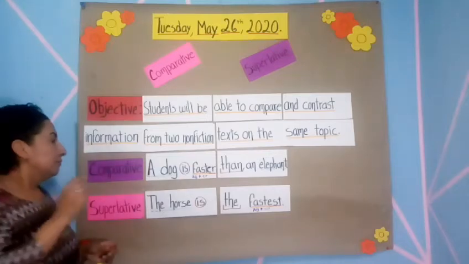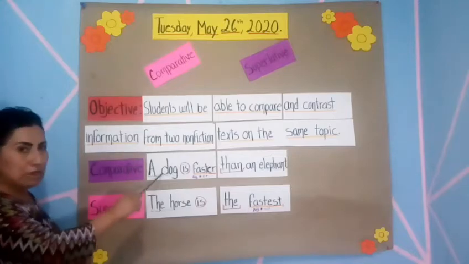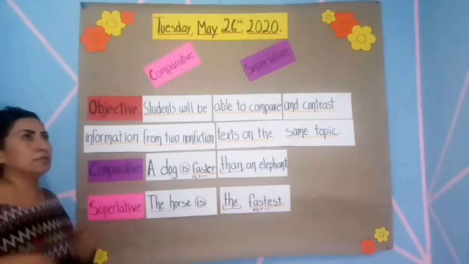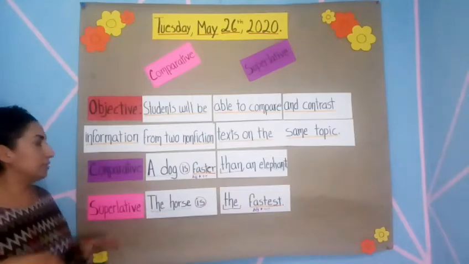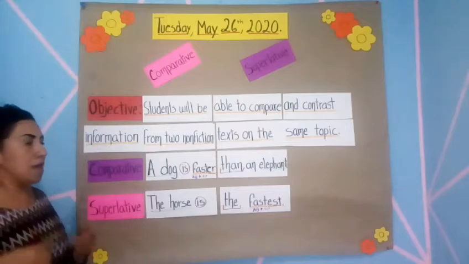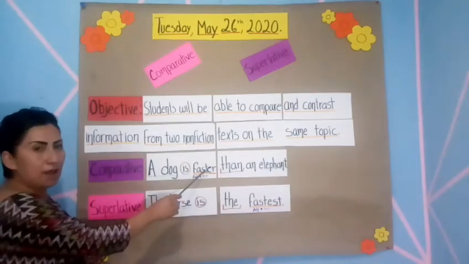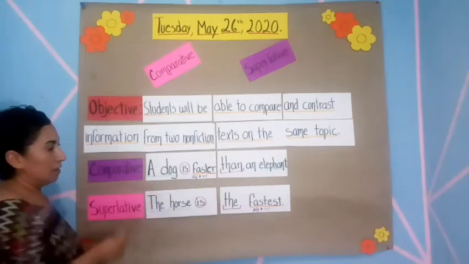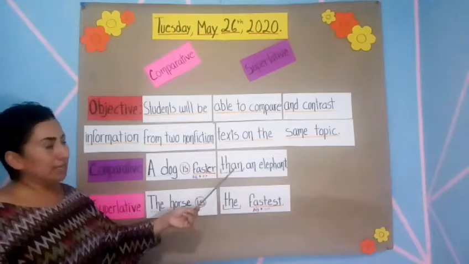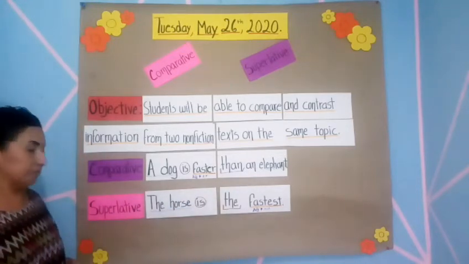In this case, the structure is that at the beginning we use the noun. We have nouns from person, places, things, or animals. In this case, we use the verb to be: is, am, or are. And we have the adjective fast plus er, in this case, faster. And the connector than. And last one, we have the other noun.